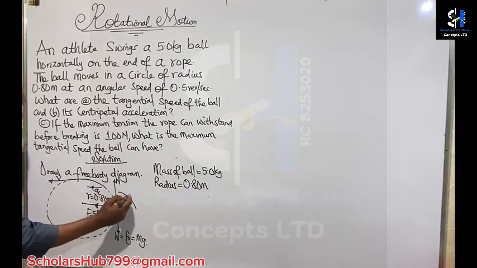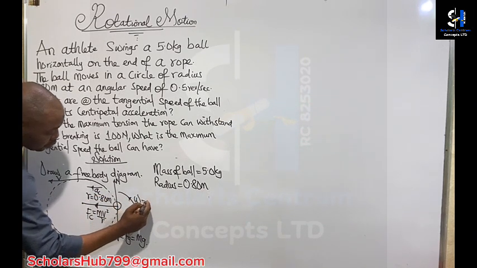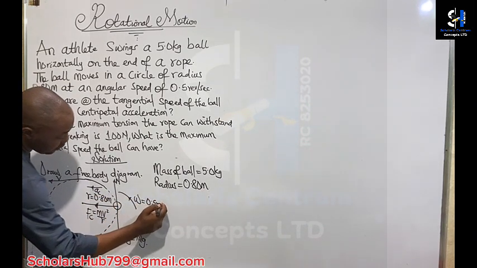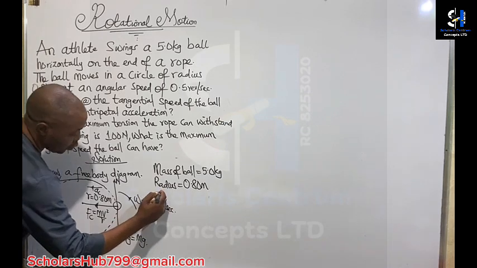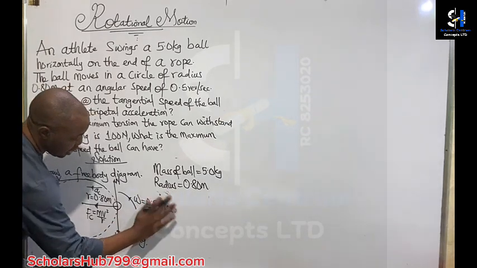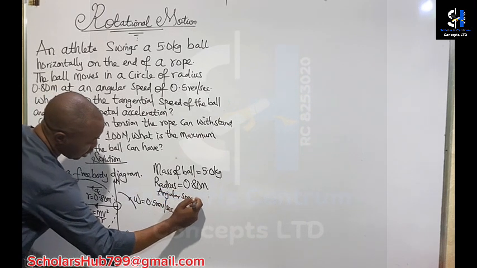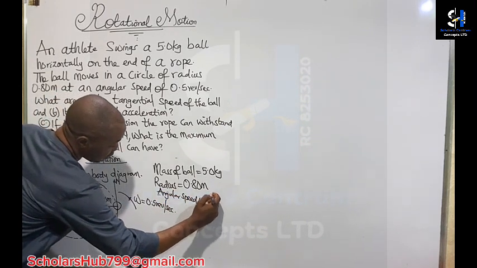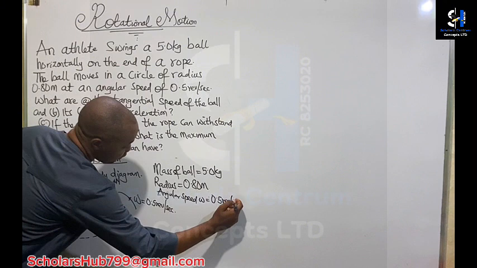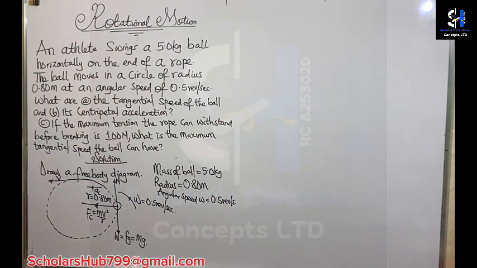So we have the angular speed, W, and that is 0.5 revolutions per second. The angular speed, which is W, is 0.5 revolutions per second. Okay, so now, what else?